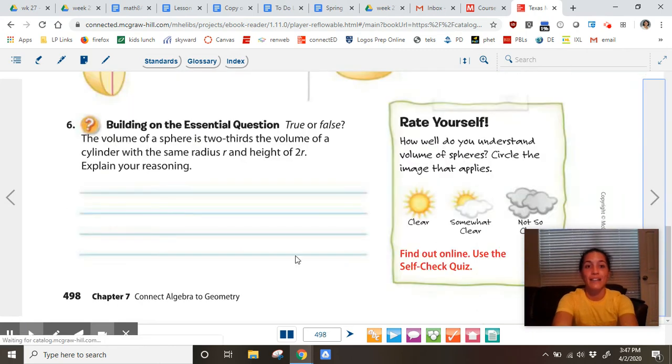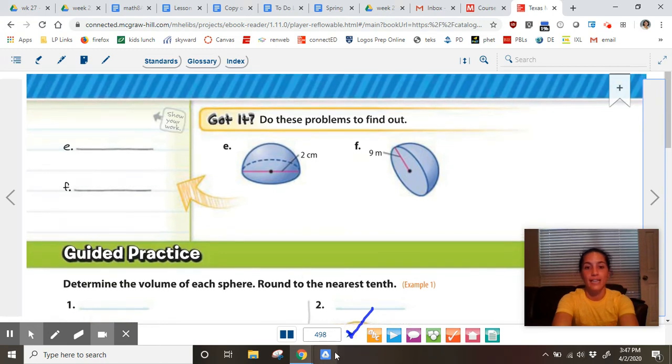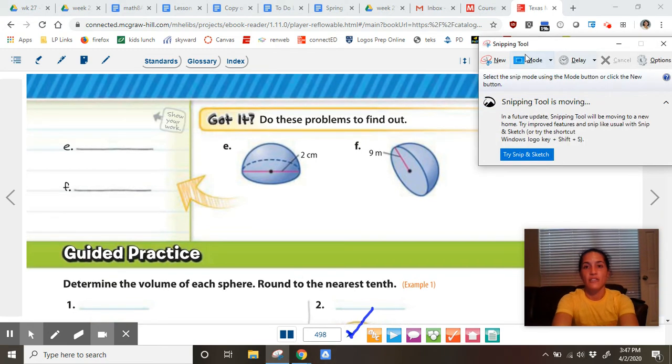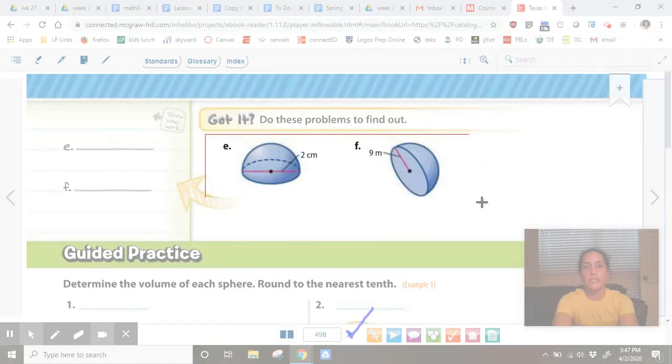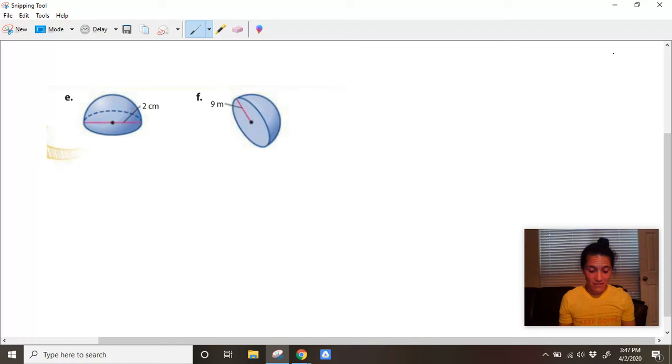So I'm going to show you these last 2 examples at the very top of page 498. So these last 2 examples, E and F, and then we will be done. I don't even know how long this video is because I don't have a timer when I'm videoing.